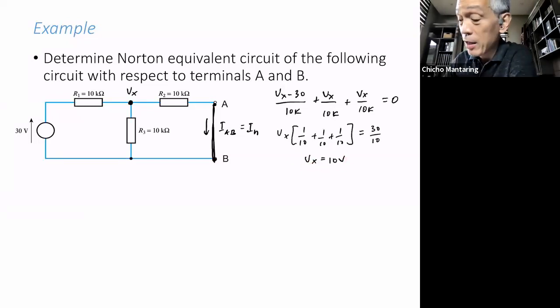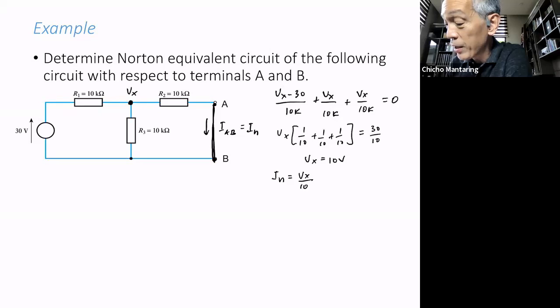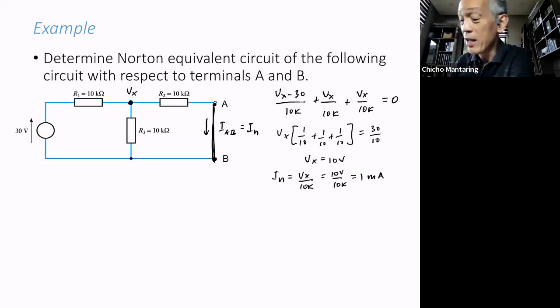What is IN? IN is just V of X over 10K. Because what is the voltage across this resistor? The voltage across this resistor is V of X because this is shorted. So this is 10 volts over 10K, which is equal to 1 mA. So yun yung value ng I of n, 1 mA.